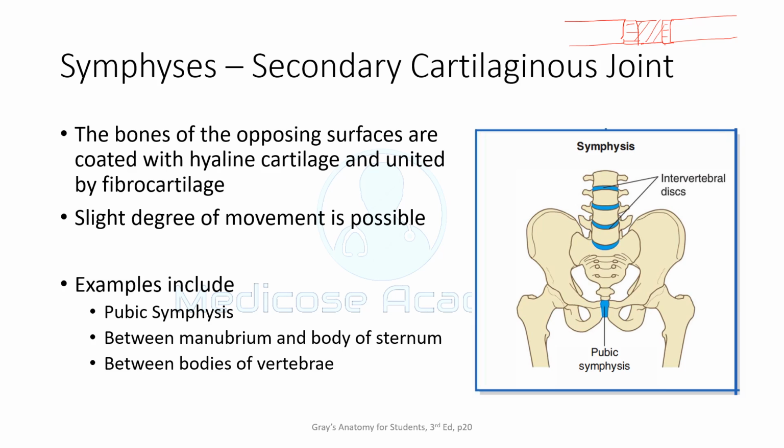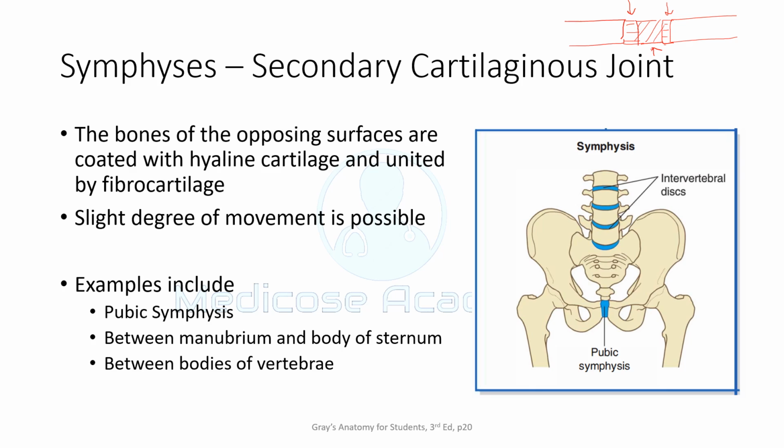First, the surfaces of the bones are covered by hyaline cartilage. Here you can see this one and this one, and then in between them there is fibrocartilage. So these are the symphysis or secondary cartilaginous joint. A slight degree of movement is possible. In some cases, like an intervertebral disc, there is a higher degree of movement.